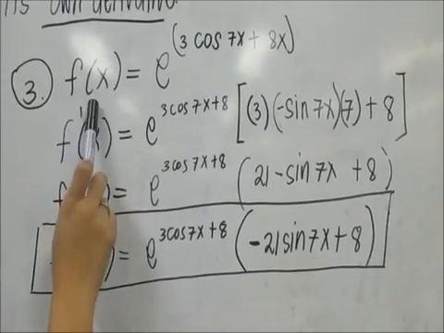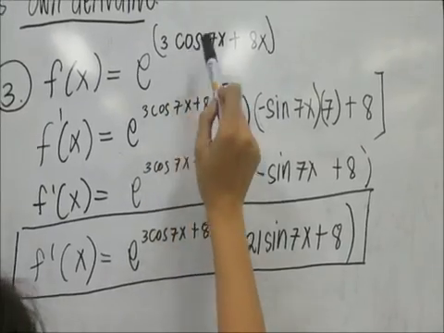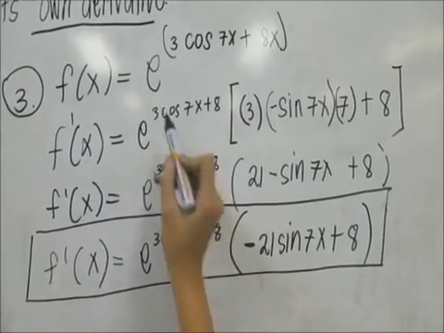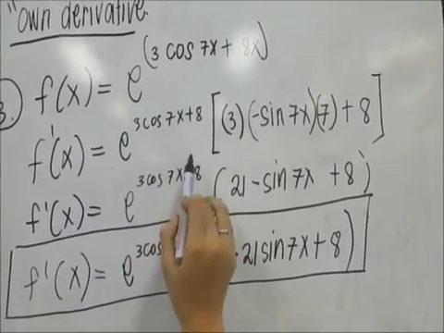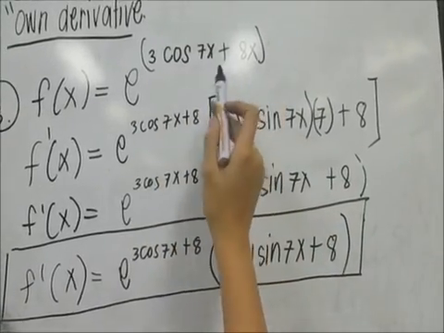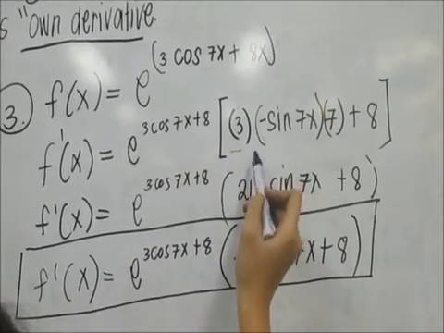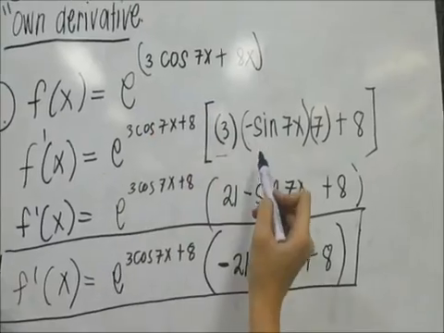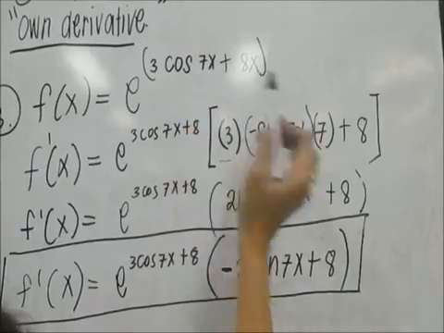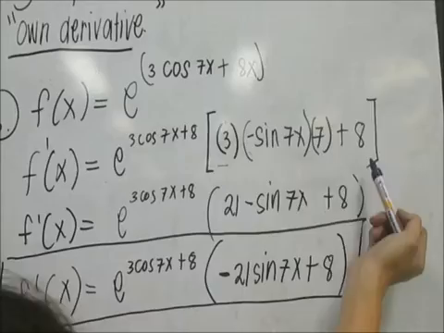For our last equation, we have f(x) = e^(3 cos(7x) + 8x). So f prime of x, we have e^(3 cos(7x) + 8x). We just copy it and multiply it with the derivative of our exponent. So we copy 3 because it is a constant. We find the derivative of cosine of 7x, which is negative sine of 7x. And since this is a chain rule, we need to find the derivative of 7x, which is 7. And then 8, which is the derivative of 8x.